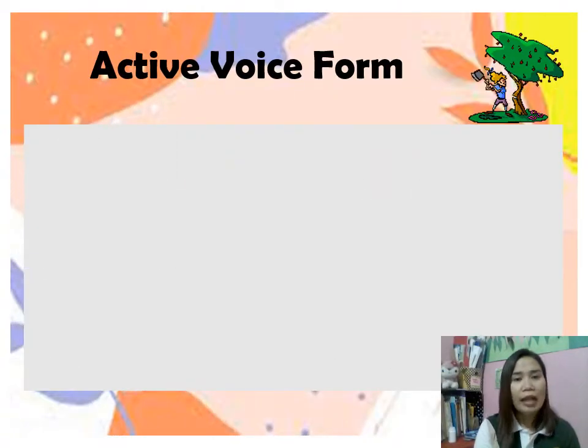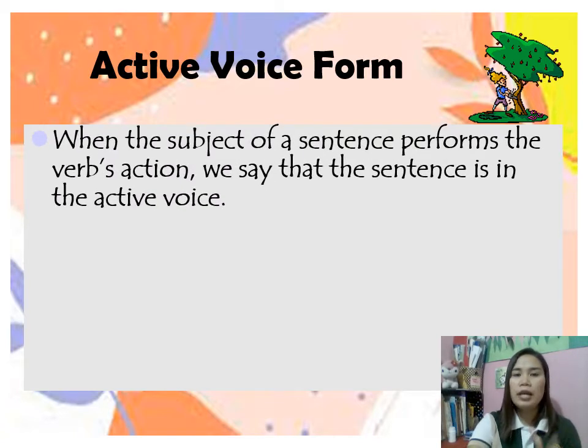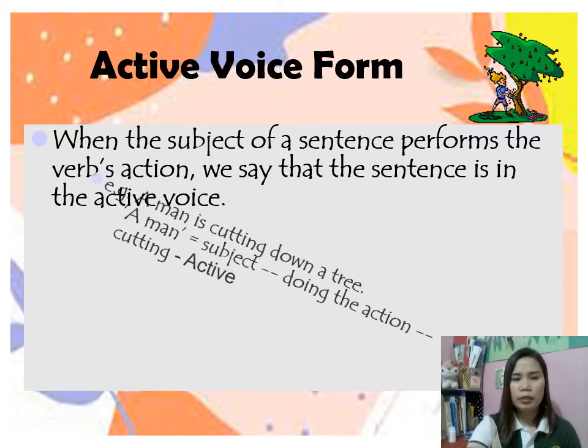Okay, so in active voice, sentences have a strong, direct, and clear tone. So when we want to say that the subject of the sentence is doing the action, it is the active voice of the verb. So who does the action? It's the subject. Who receives the action? It's the object. So that is active voice. So let's have some examples.